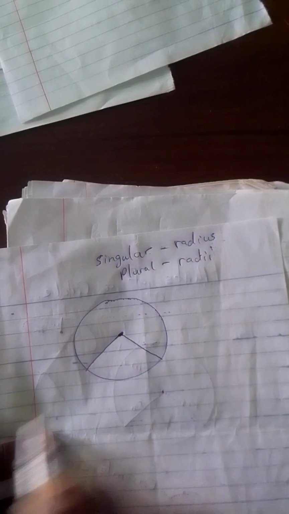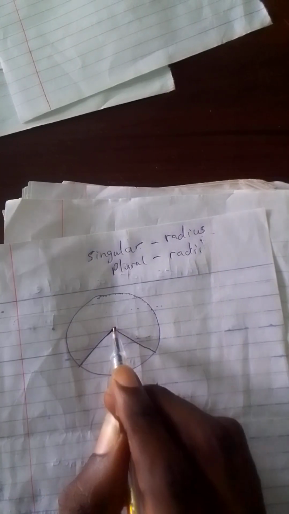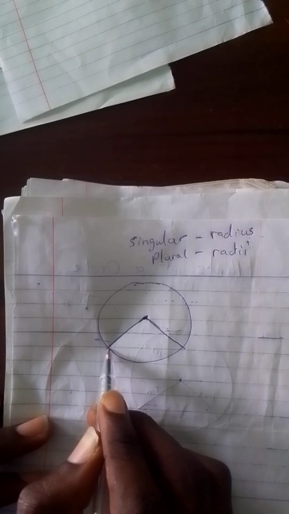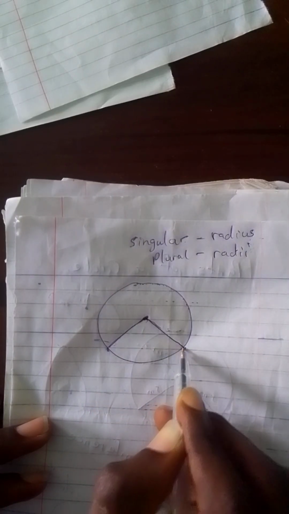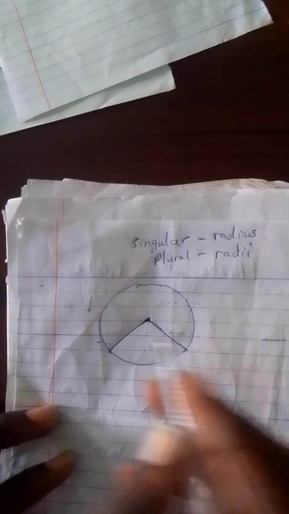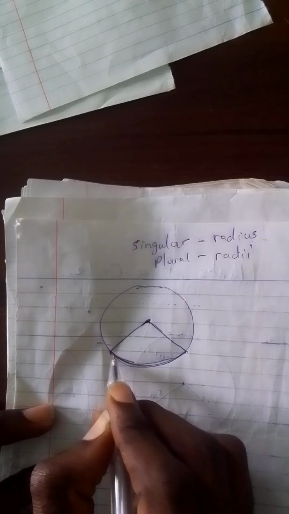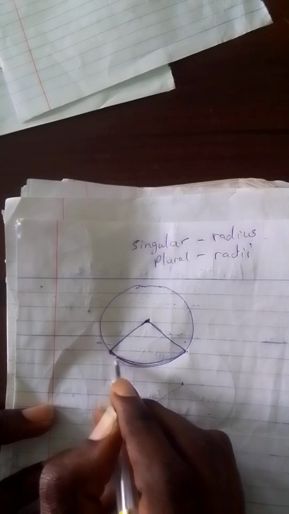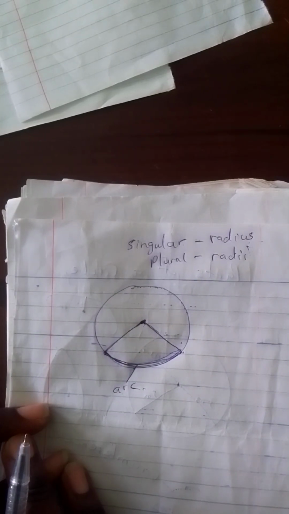Okay, let me leave this part now. You see, when you have two radii like this, the line drawn from one point of a radius on the circumference to another point of the radius on another side of the circumference, between the points of two radii, where this radius is touching here and another is touching here, this distance here is called an arc.